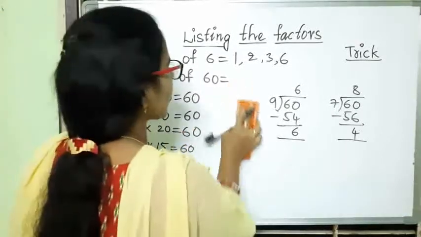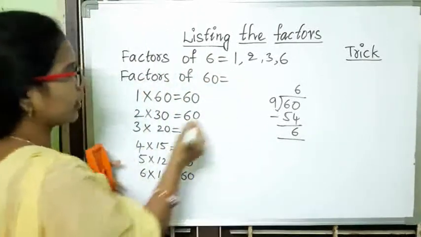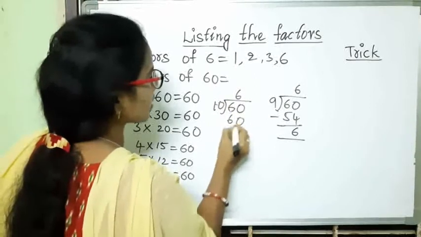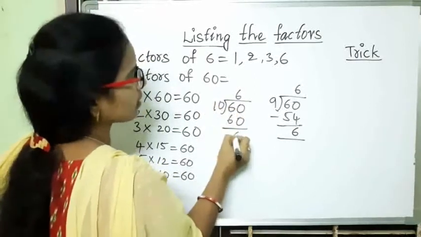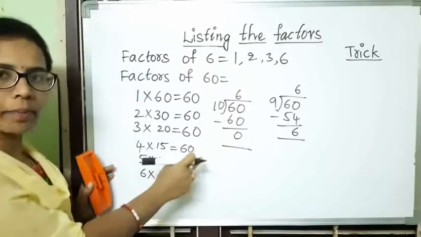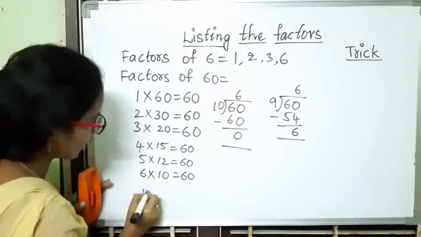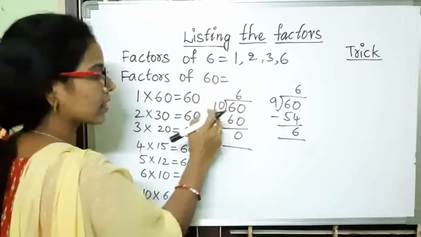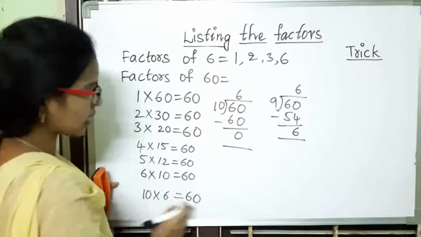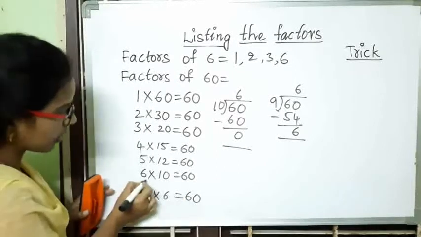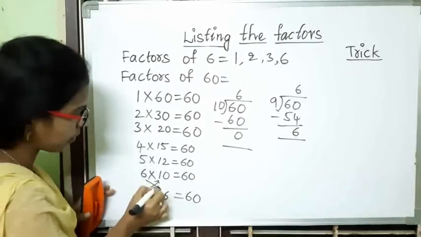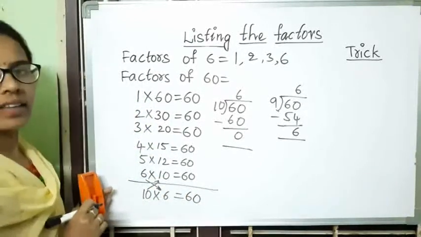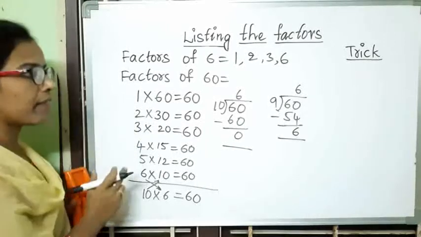Okay. Let's take number 10. For that we divide 60 by 10. 10 6s are 60. 60 minus 60 equals 0. Here we got 0 remainder. That means 10 is also a factor of 60. Here 10 times 6 equals 60. Here if you observe, the numbers are interchanged. When the numbers are interchanged, you can stop here. That means we got all the factors.